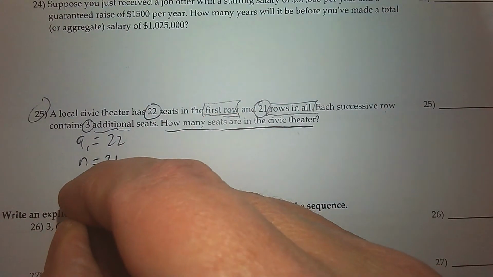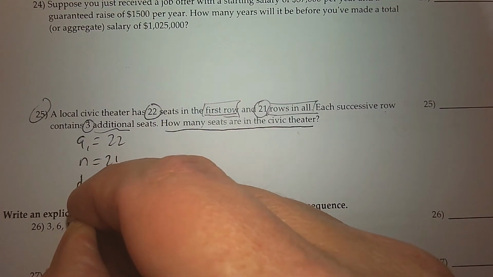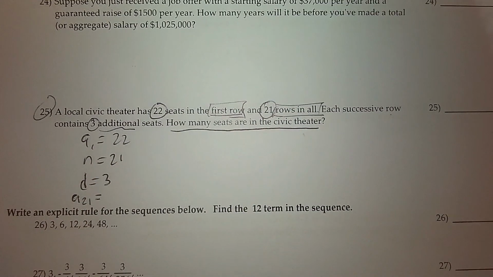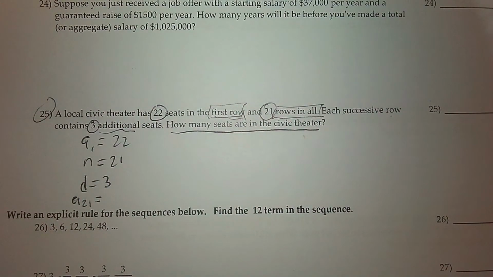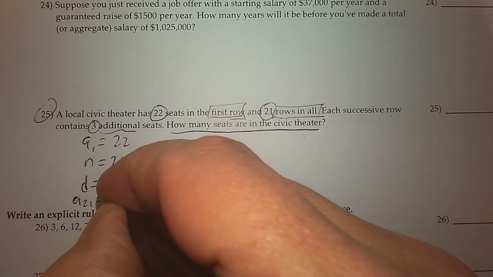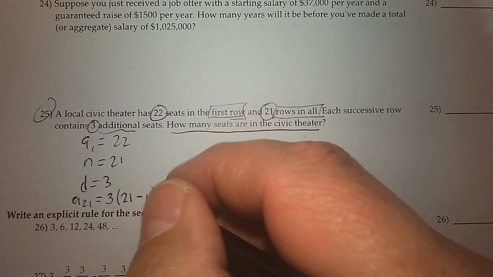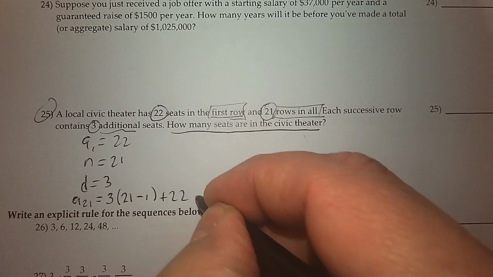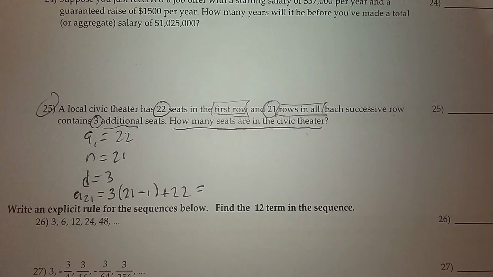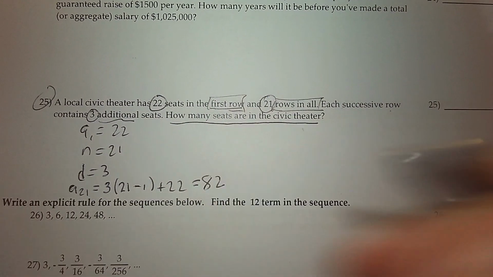There's one thing I don't know that I need to know. And what I don't know is how many seats are in the last row. So in row 21, how many seats are there? And how do I find it? So the common difference is 3. 21 is my n, and then I subtract 1, plus 22. So I use the arithmetic rule and plug in 21 and then solve it. Then I can use the sum formula. So that's 3 times 20 plus 22. So there are 82 seats in the last row.